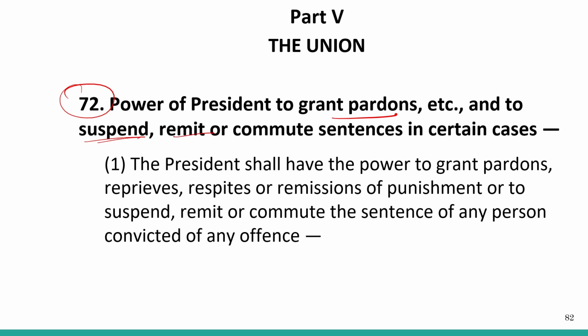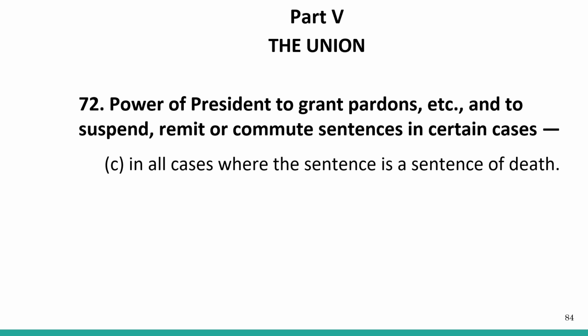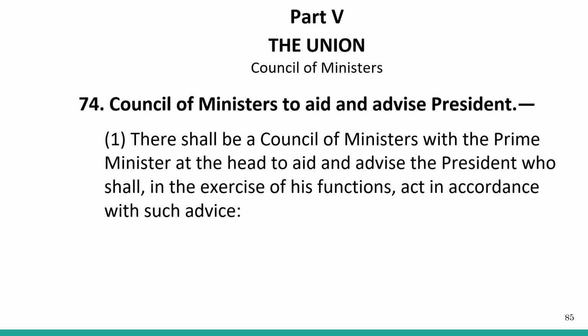They can suspend that particular sentence. If it is going to start from 1st of October, they can suspend it till 10th of October, maybe 5th of November, depending on what exactly is the need for that suspension of imprisonment, or remit or commute the sentence in certain cases. So this is a very important power, and that is what you need to remember. Okay, that is all for Article 72.